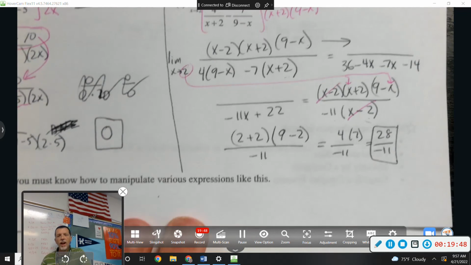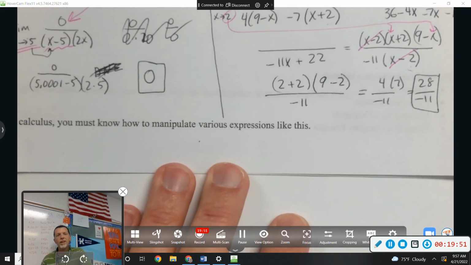Fractions, fractions, fractions. A little word of warning. In calculus, you must know how to manipulate various expressions like this. You just took a practice AP test in calculus, and I'd say the average person lost about 3 questions per person. They were each worth 4 points each. So basically a letter grade. They lost a letter grade because they did the calculus right and then they messed up some sort of algebra.